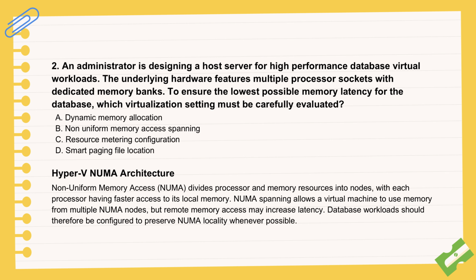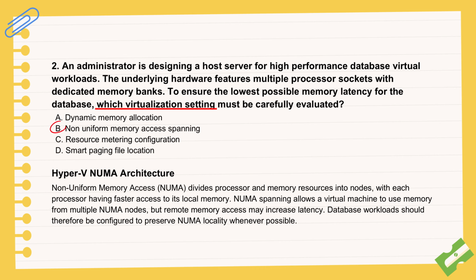Question 2. You're configuring a virtual machine that will host a high-performance database workload. The host server has multiple processor sockets and dedicated memory banks. You need to ensure the lowest possible memory latency for the database. What should you configure? The correct answer is B. You need to disable NUMA spanning.